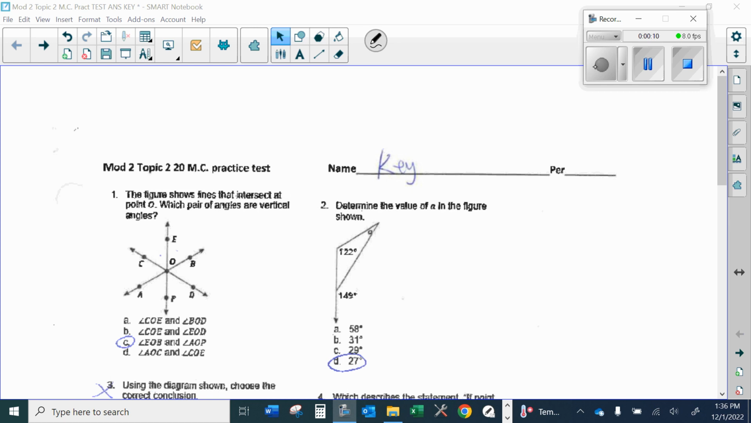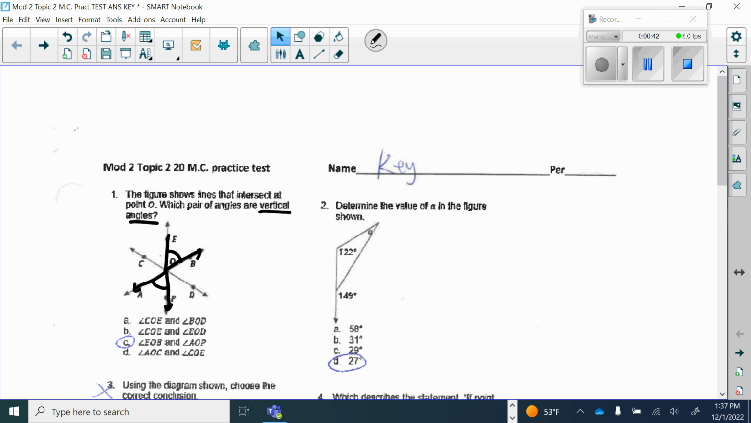All right, number one, which pair of angles are vertical angles? We know those should create a V coming together at the common vertex. So if we look at EOB and AOP, right there, those are vertical angles. Another way to remember: if I extend the sides, it should create two lines. The vertical angle theorem says that vertical angles are congruent, as a side note.